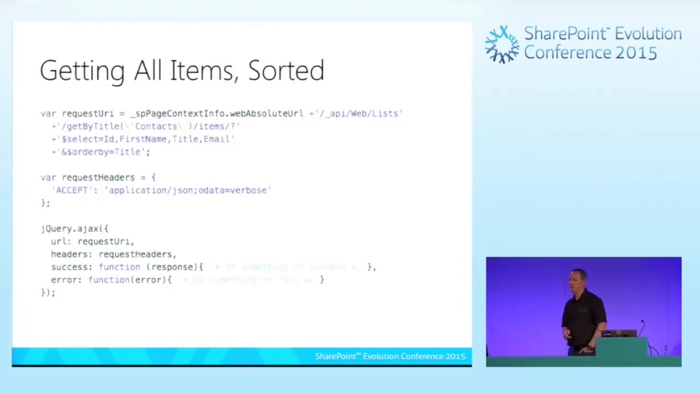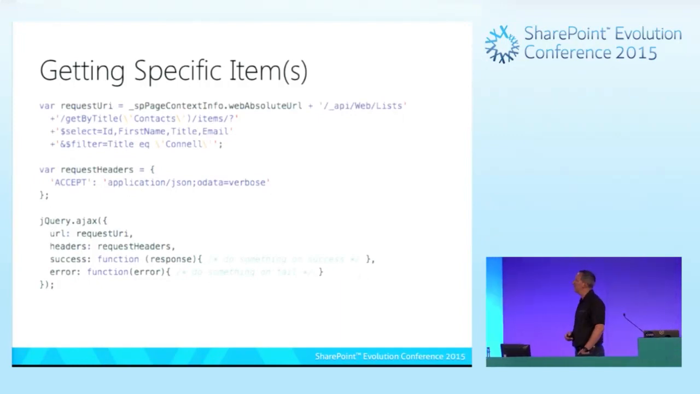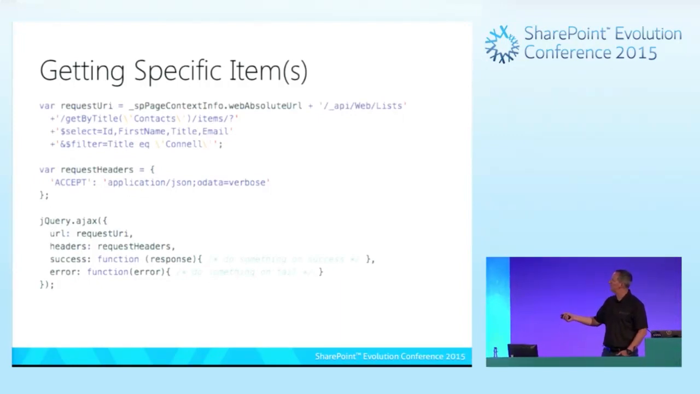Pretty simple stuff. Next up, how do I get a specific item? The only thing that's different there is we're going to filter by this guy's last name equal to Connell. So that way you'll get back a really cool object if you run this query.